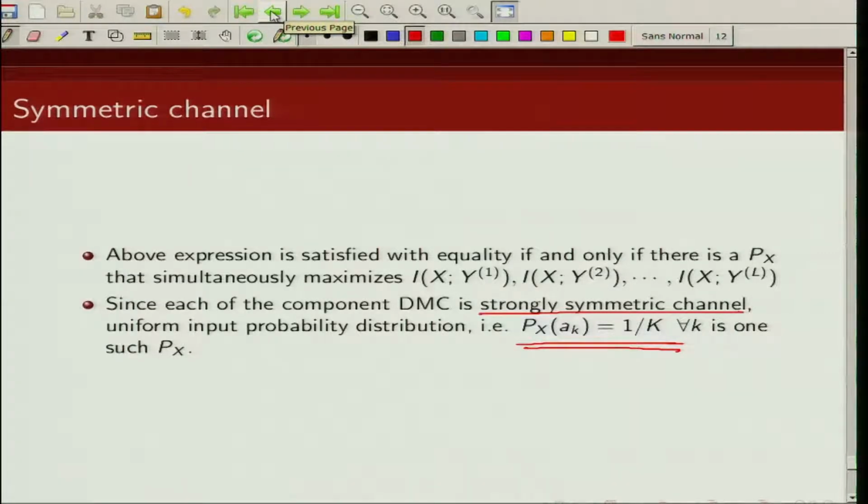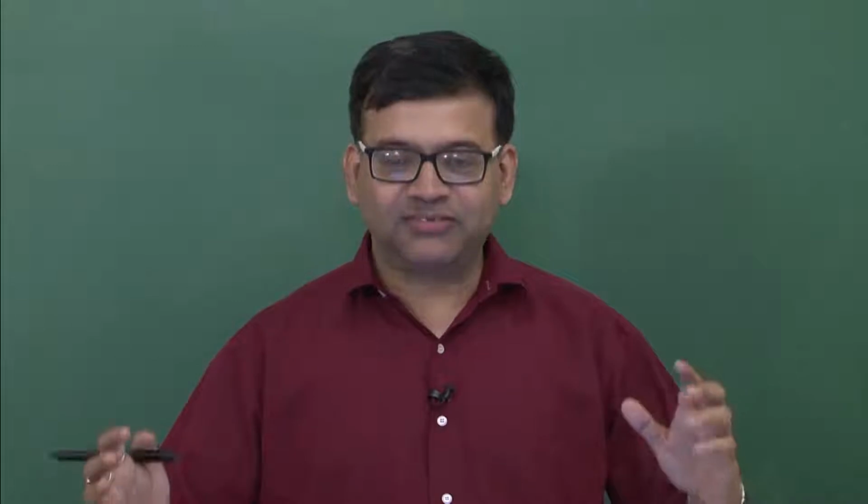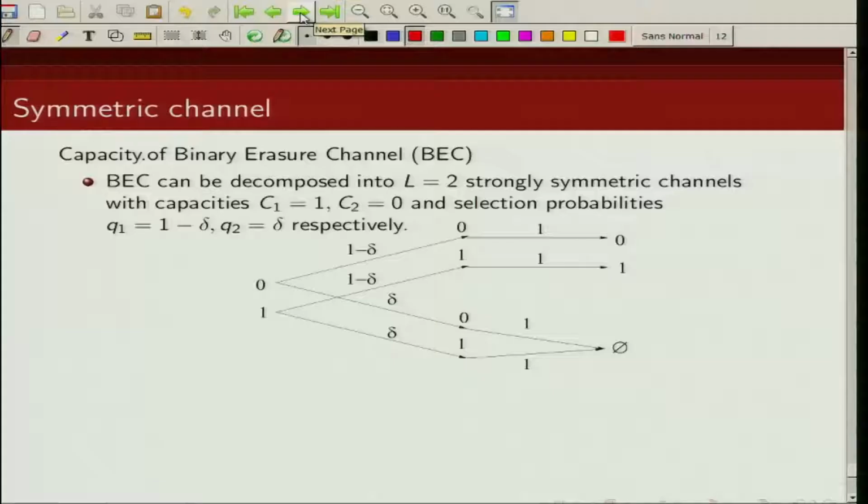So we will illustrate how we can decompose a symmetric channel into strongly symmetric channels, and then use the expression for strongly symmetric channels to compute the capacity of a symmetric channel. Take the example of a binary erasure channel. In a binary erasure channel you have two inputs, 0 and 1, and three outputs: 0, 1 and another output state, which is the erased state.